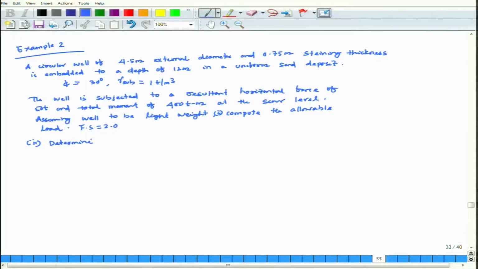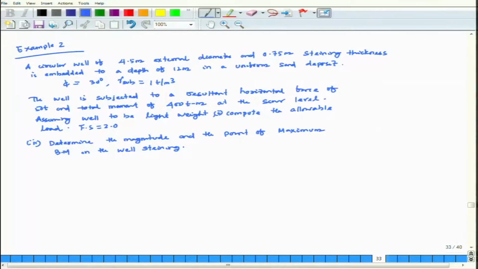determine the magnitude and the point of maximum bending moment in the well steining.